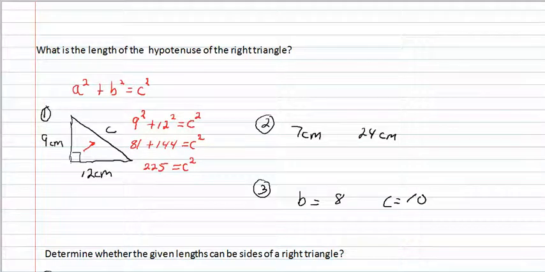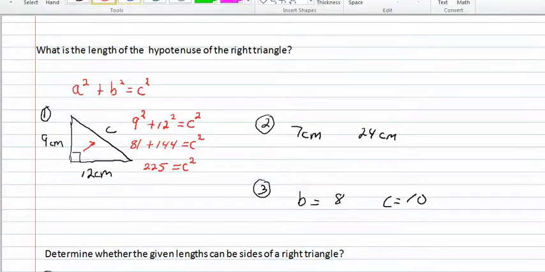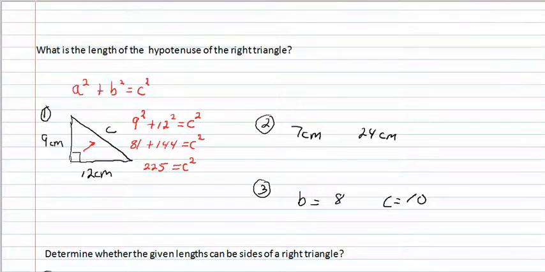Okay, I don't want to have c squared. I just want to know what the value of c is. So to undo a c squared, or a square, you take the square root. And if I take the square root of one side, I have to take the square root of the other side. So over here I just have my c. The square root of 225 is 15. So my value of my c is 15 centimeters.